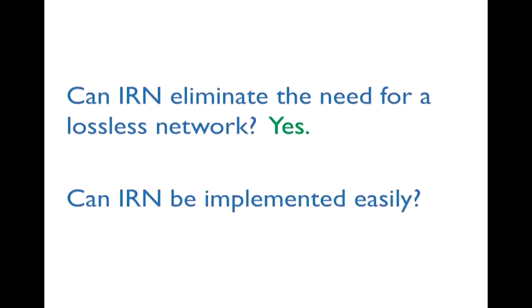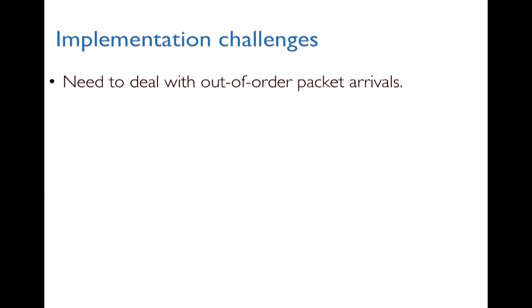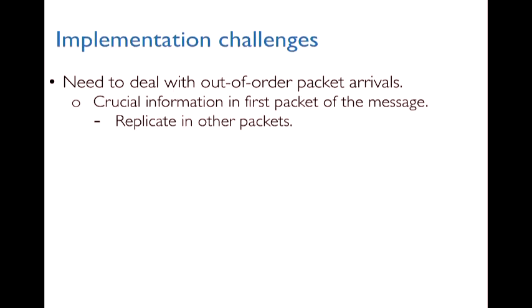Now the next question that arises is, can IRN be implemented easily enough, or does it have a huge implementation overhead? So I'll now provide a very high-level overview of some of IRN's implementation challenges and overheads, but you can find more details in the paper. The key difference between IRN and RoCE with respect to implementation is that with IRN, we now need to deal with out-of-order packet arrivals, whereas RoCE can simply discard out-of-order packets. So dealing with out-of-order packets results in some issues that we need to address, and I'll go over them at a very high level.